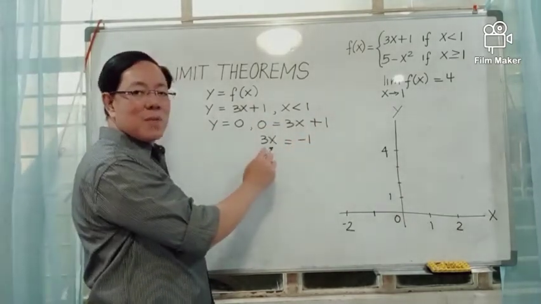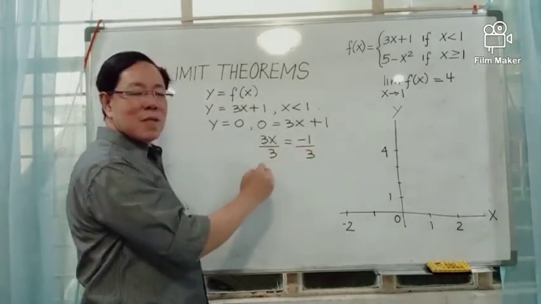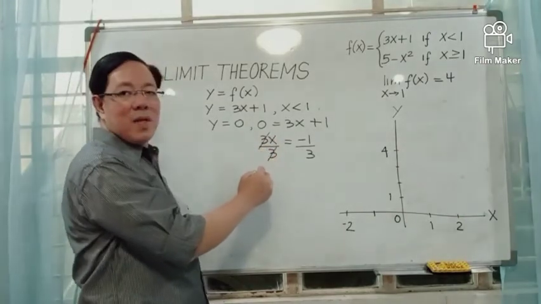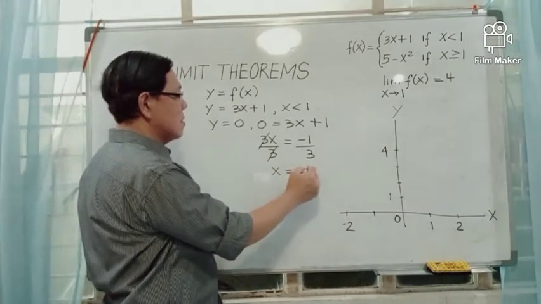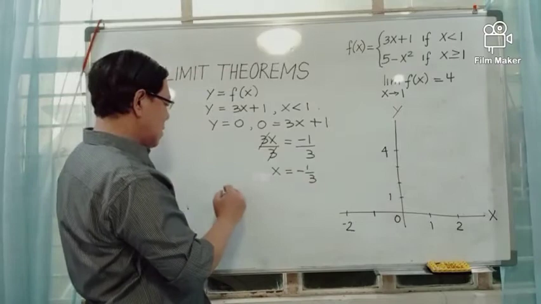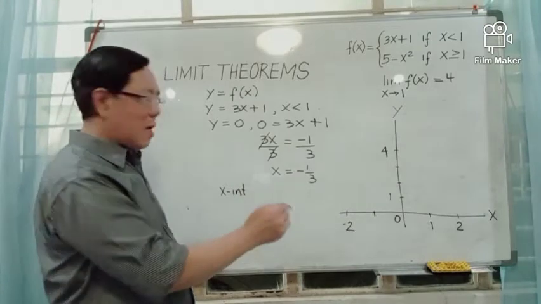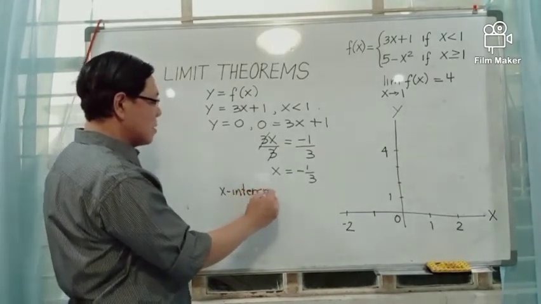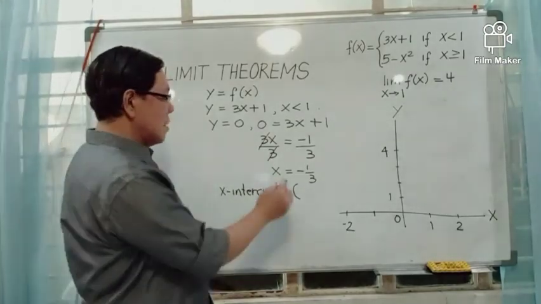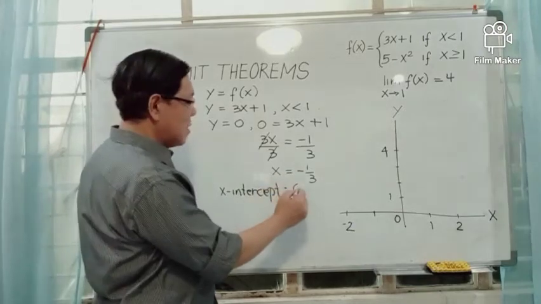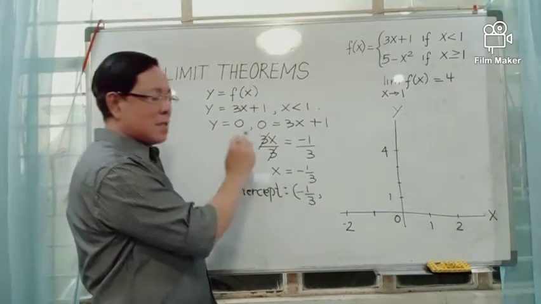And to solve for x, we divide the left side and the right-hand side of the equation by 3. And the constant 3 will cancel out from the left. And we get x equals negative 1/3. So the x-intercept, the intersection of the line and the x-axis, is a point with coordinates: abscissa is negative 1/3 and the ordinate is 0.